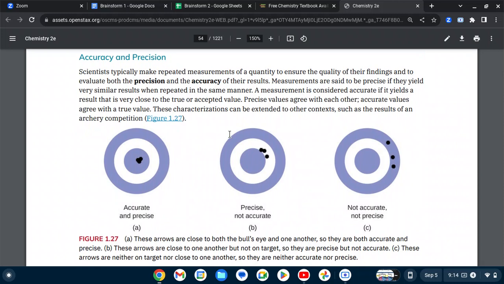Precise values agree with each other. Accurate values agree with the true value. These characterizations can be extended to other contexts, such as the results of an archery competition.